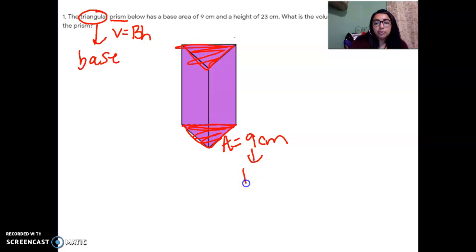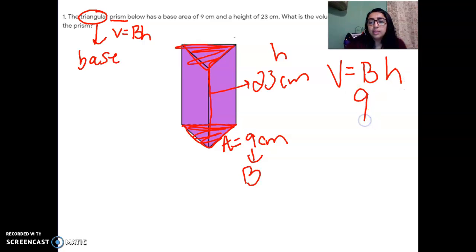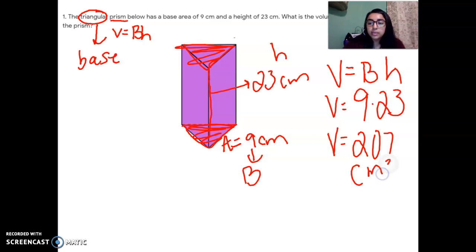So that's my capital B. And then it says it has a height of 23 centimeters. Remember, we said our height was the line that connects those two bases, which would be 23 centimeters. So in order to find the volume, I'll just plug it into my formula. Area of the base times height. Area of the base is 9, and then my height is 23. So for your volume, you would just do 9 times 23, which in this case would be 207 cubic centimeters, because remember, it's volume.